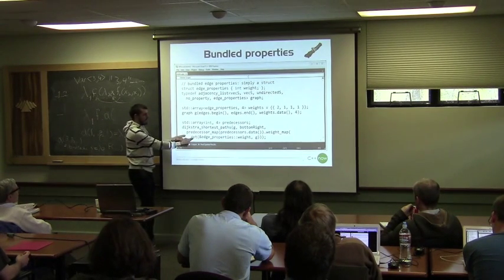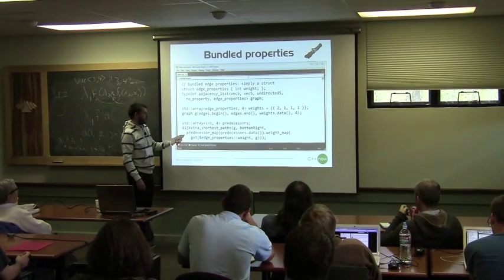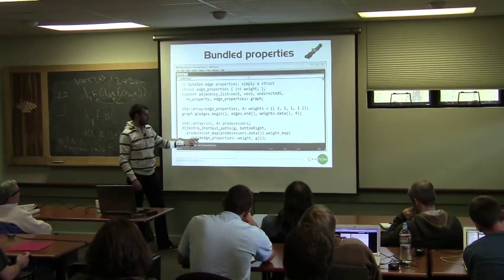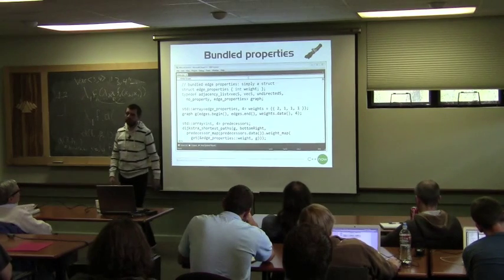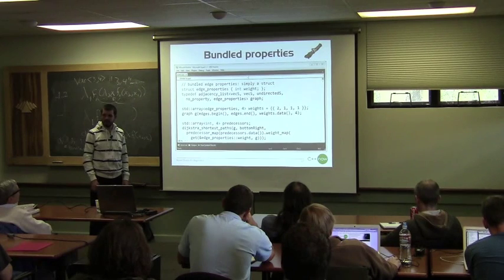And then I have to call get again, and have to tell this weight map function somehow, you will find the weights in the graph, in the struct edge properties, in the member variable weight. And then the algorithm understands where it has to look up the weights for the edges.